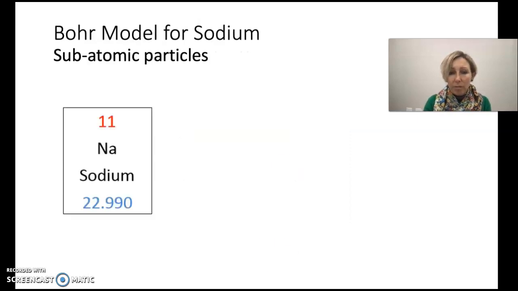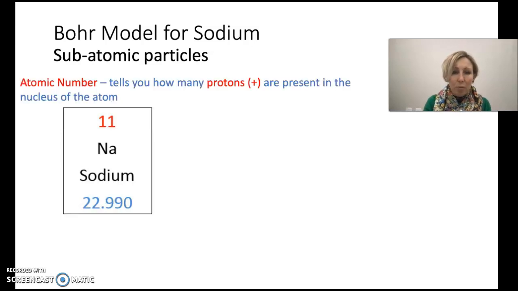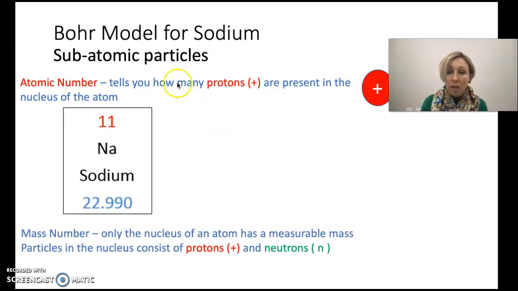So using sodium as an example, we're going to look at how to draw a Bohr model. You'll use your own example, ideally not helium or sodium, something a little bit different. We'll start with this atomic number at the top, which tells you that there are 11 protons in a sodium atom. I would like you to represent the protons as a circle with a plus in it, showing that you remember that they are positively charged subatomic particles.